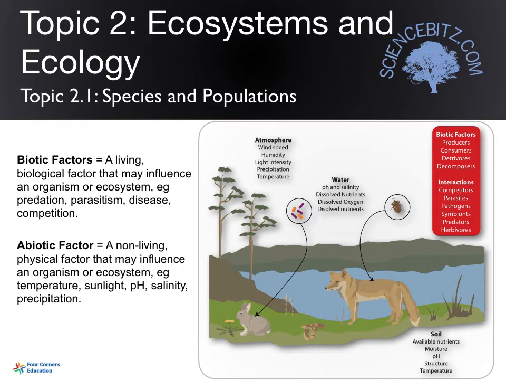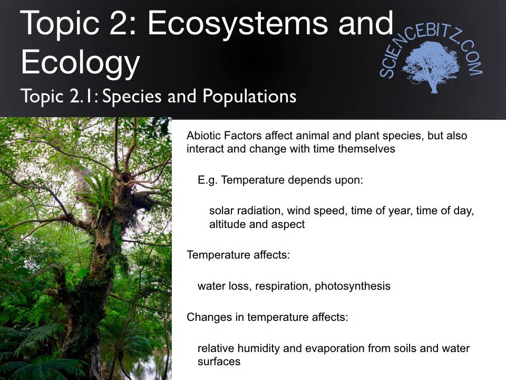So things like temperature, salinity, pH, sunlight, precipitation, wind, even the geology in the area, all of these things have an effect on what organisms can actually survive in that environment. So first of all, let's think about abiotic factors. Well, as well as affecting plants and animals, they actually interact with each other as well. So the interactions can create an abiotic factor of itself.